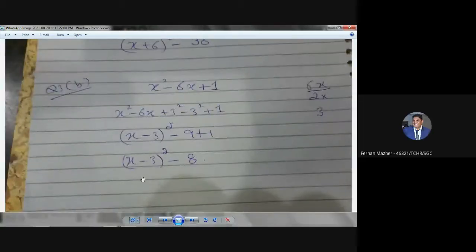The procedure is very simple. We take the middle term which has x with it, we divide it by 2x. Whatever the answer comes, we take its square and we add it and we subtract it. The square of that thing, we add that and we subtract that. Okay. So I'm doing the next part.